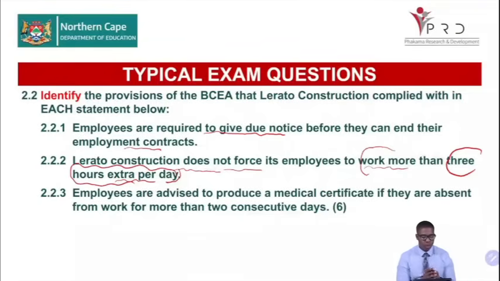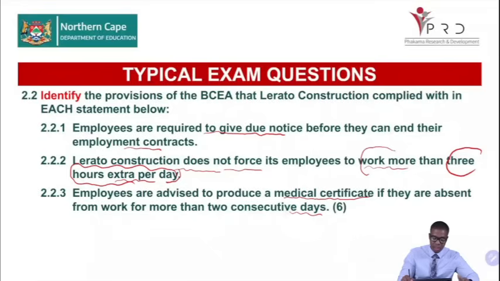Then 2.2.3, employees are advised to produce a medical certificate if they are absent from work for more than 2 consecutive days. So if an employee is absent for more than 2 consecutive days, they should supply a medical certificate. So these are the 3 provisions that are applicable, and the question is asking for provisions. So you need to know how to name and identify the provisions.